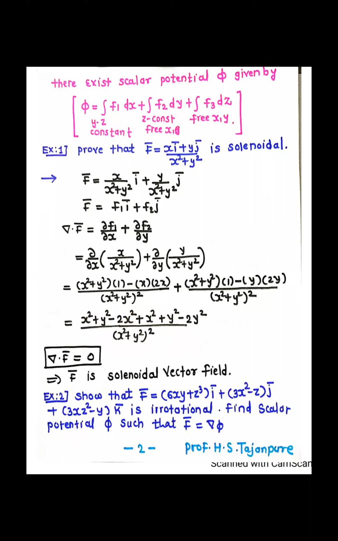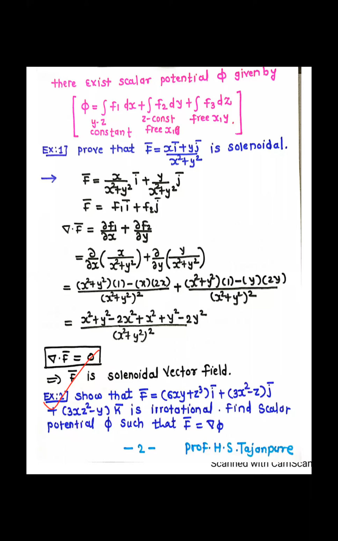Okay. So let us move toward the next, second example. Example number 2: show that f bar equals 6xy plus z cube i bar plus 3x square minus z j bar plus 3xz square minus y k bar is irrotational, and find scalar potential phi such that f bar equals del phi. So in this example, we have to prove that f bar is irrotational.